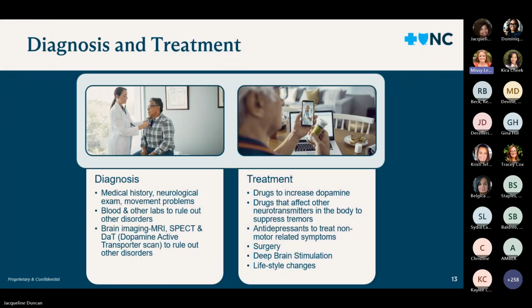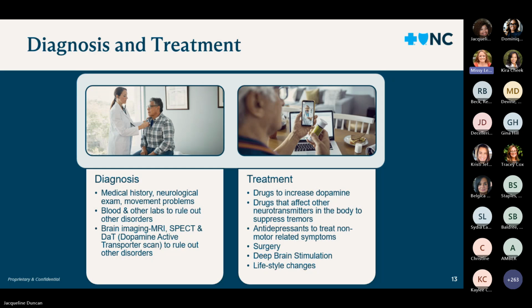Unfortunately, there are no specific tests that can diagnose Parkinson's disease. A medical provider or neurologist may review the medical history with the patient, give them a thorough neurological exam, and review their symptoms, especially pertaining to movement. They may also order labs and blood work as well as imaging studies, such as MRIs, SPECT, to rule out other disorders. A DAT or dopamine active transporter scan can also aid in the diagnosis.